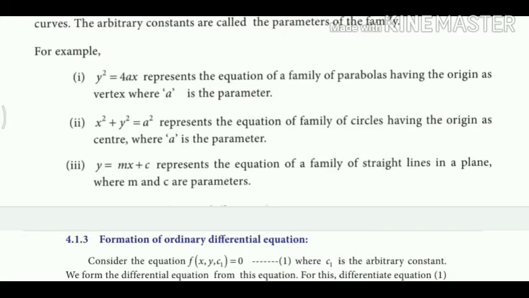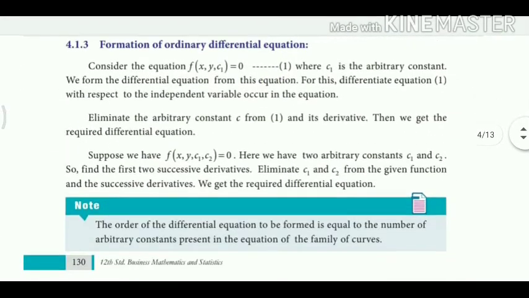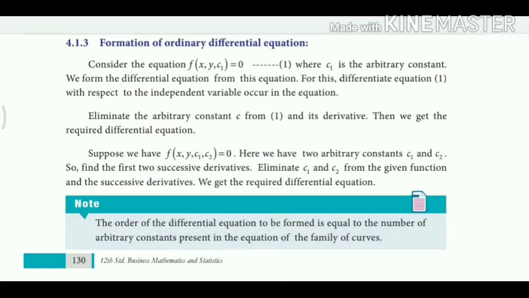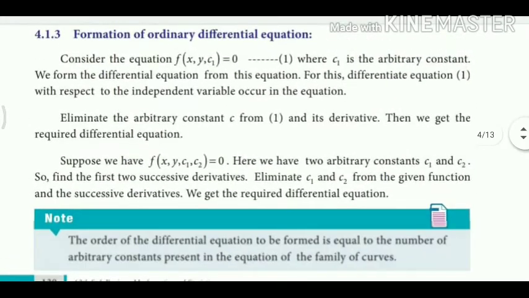The next one is about the formation of an ordinary differential equation. How to form this ordinary differential equation? Consider the equation f(x, y, c1) equal to 0, where c1 is the arbitrary constant. We form the differential equation from this equation by differentiating with respect to x, the independent variable occurring in the equation. Here one arbitrary constant occurs, so we eliminate this arbitrary constant c by way of differentiation. We will see about this in example 4.2.